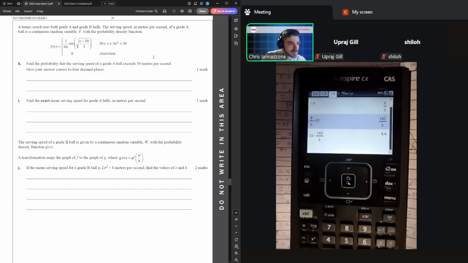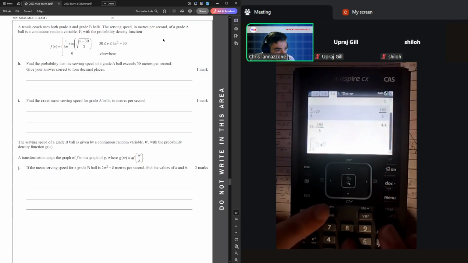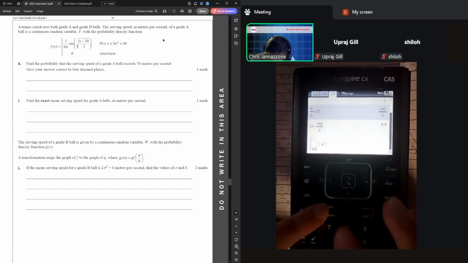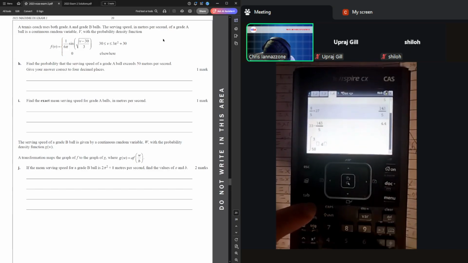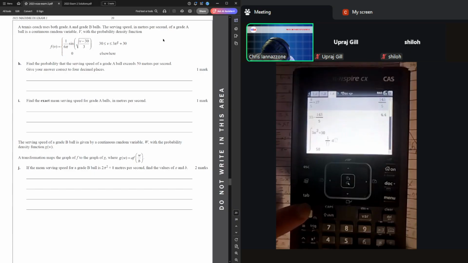So when you want serving speed to be greater than 50, it's a bit different than how you normally have it in functions. Usually a function has the y-axis as quantity and the x-axis as time or something like that. With continuous, it's a little bit different. The quantity of interest is on the x-axis, but the probability of that thing occurring is given by the integral of the function. So we're going to have that 50 as the lower bound since we want to exceed 50 meters per second. Then we're going to have our 3 pi squared plus 30 as the upper bound, and then the entire function in here as the function.